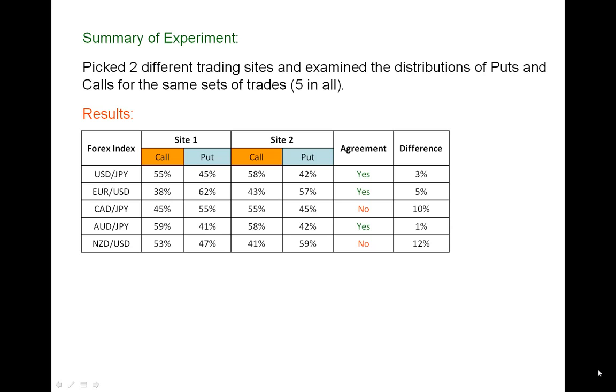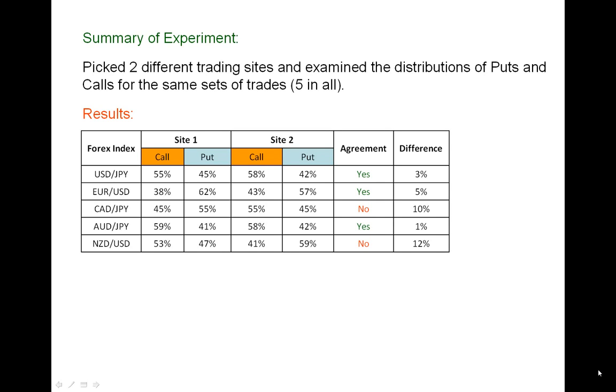And in our second case, the New Zealand dollar versus the US dollar, we had site 1 saying that 53% of people had decided to call, while 47% of people had decided to put, whereas the second site showed 41% of people had decided to call, and 59% of people had decided to put. So that's quite a different set with respect to this particular index.